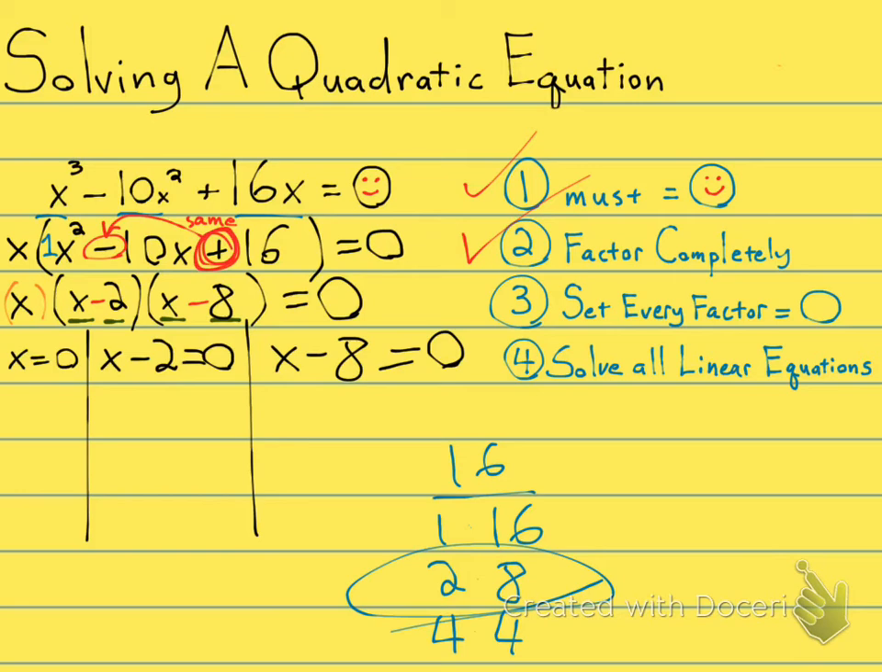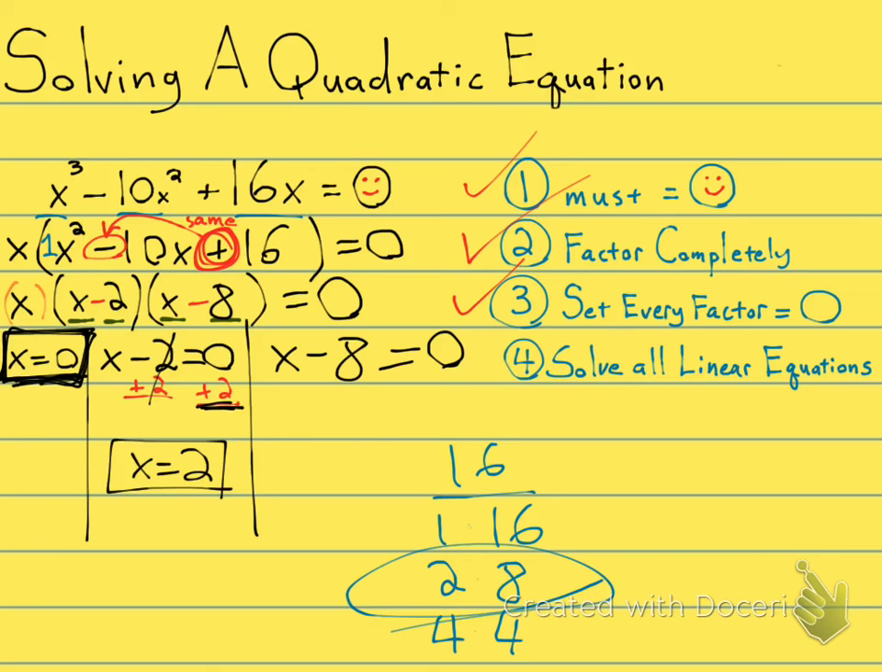Step 3, done. Step 4, solve all linear equations. I have 3 of them here. This one is already solved for, x equals 0. That's one of my answers. Don't forget this one. Here, let me put a bold box so you don't forget that one. Solve this one. Add 2 to both sides, plus 2, plus 2. X equals 0 plus 2 is 2. That's one of my answers.